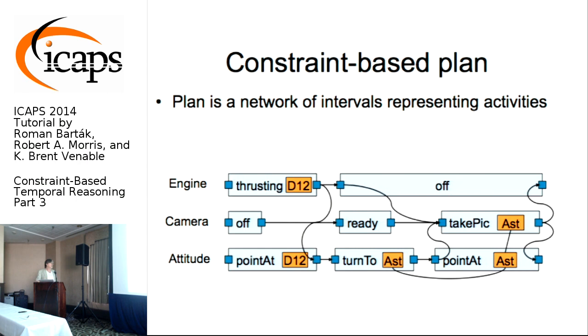So this is what a plan looks like. The engine is described as thrusting to a certain direction called D12, followed by off. The camera is described as a sequence of states. It was off, then it was made ready, and then it was in the process of taking a picture, and so on. Let's go through some of these components.